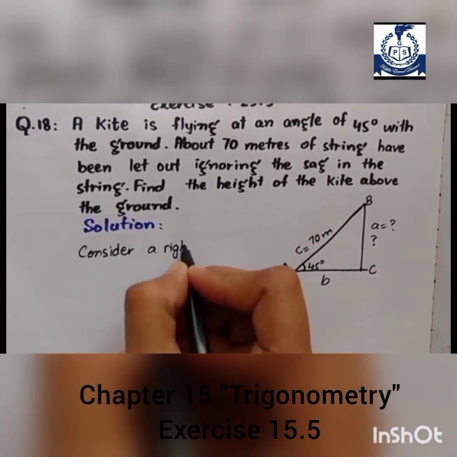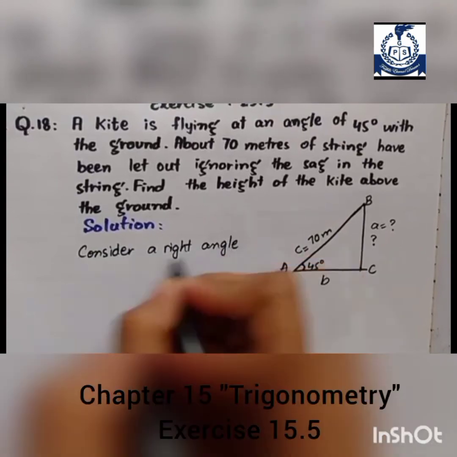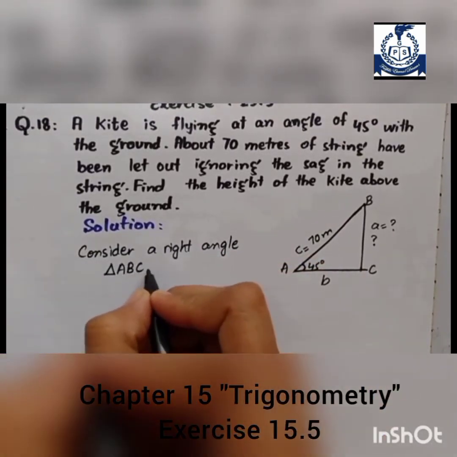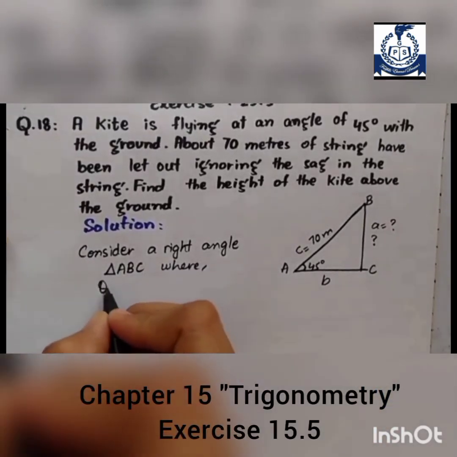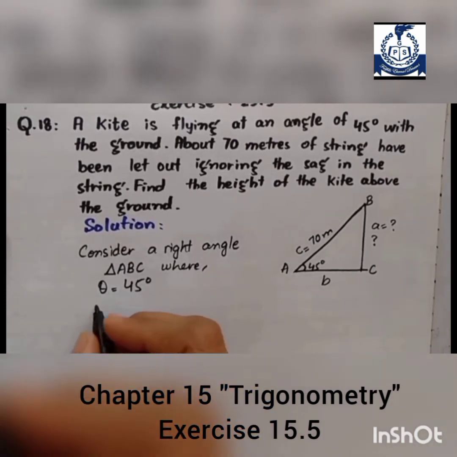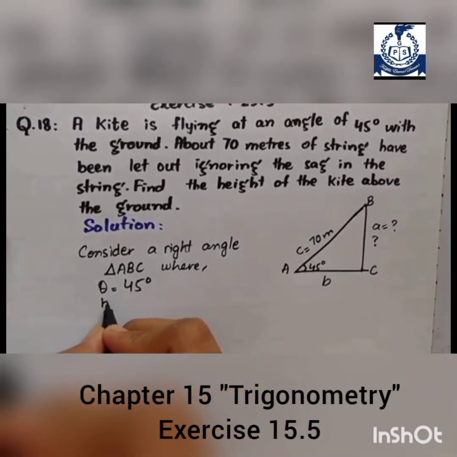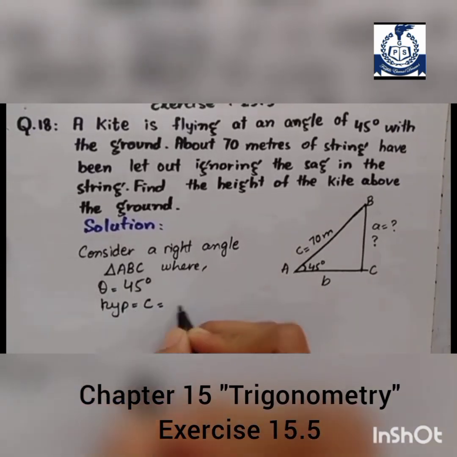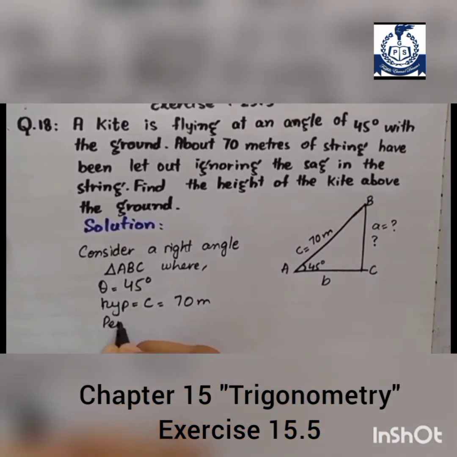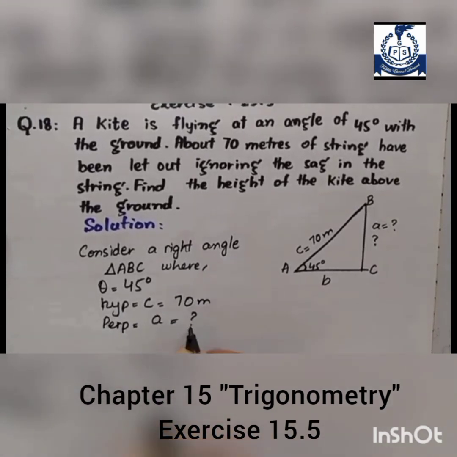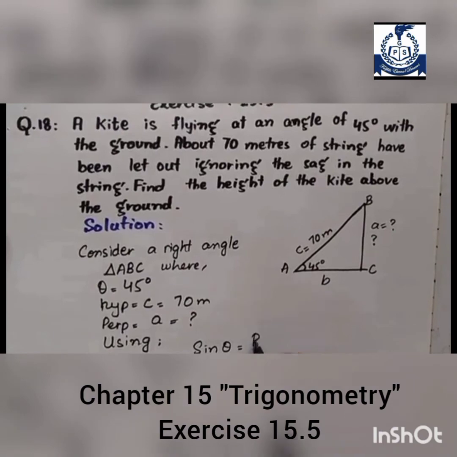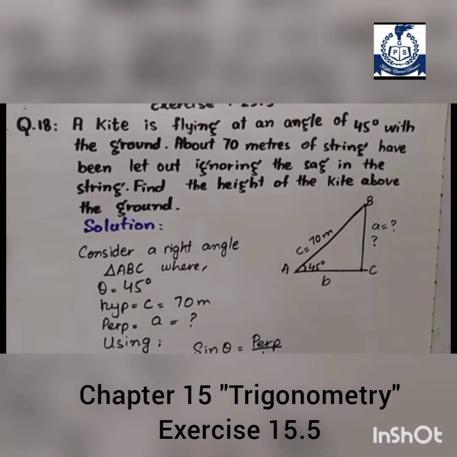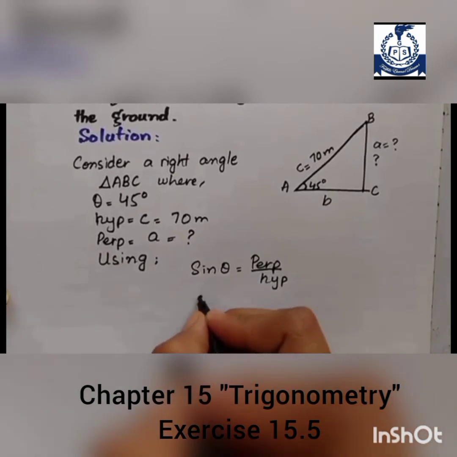So consider a right triangle. So triangle ABC where theta is equal to 45 degree and hypotenuse, we know the value of hypotenuse is equal to 70 meter, and we have need to find out the value of perpendicular. So here we will apply the formula, using sin theta formula, because we know the value of hypotenuse and we know theta is equal to 45 degrees, so we have need to find out the value of perpendicular. So we can easily use the formula of sin theta.